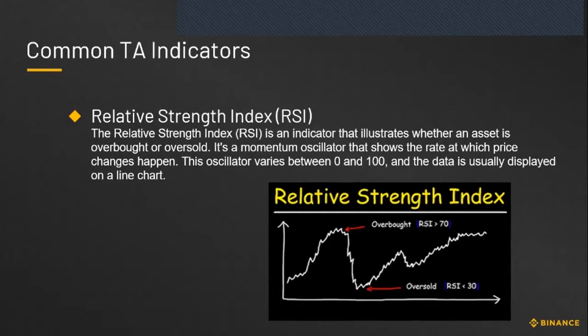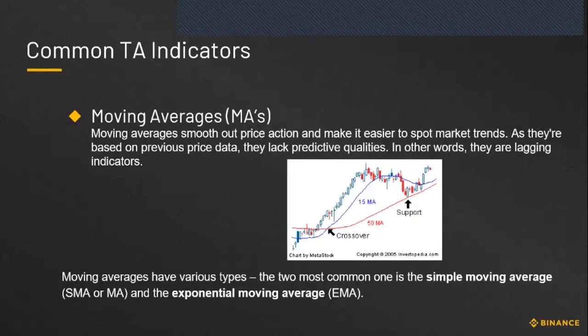Okay, that's about the RSI. You can do more research on that. Then we have MA, which is known as the moving averages. Okay, so moving averages smooth out price action and make it easier to spot market trends. The key words you need to understand: spot market trends. What's happening in the market? As they are based on previous price data, they lack predictive qualities. In other words, they are lagging indicators.